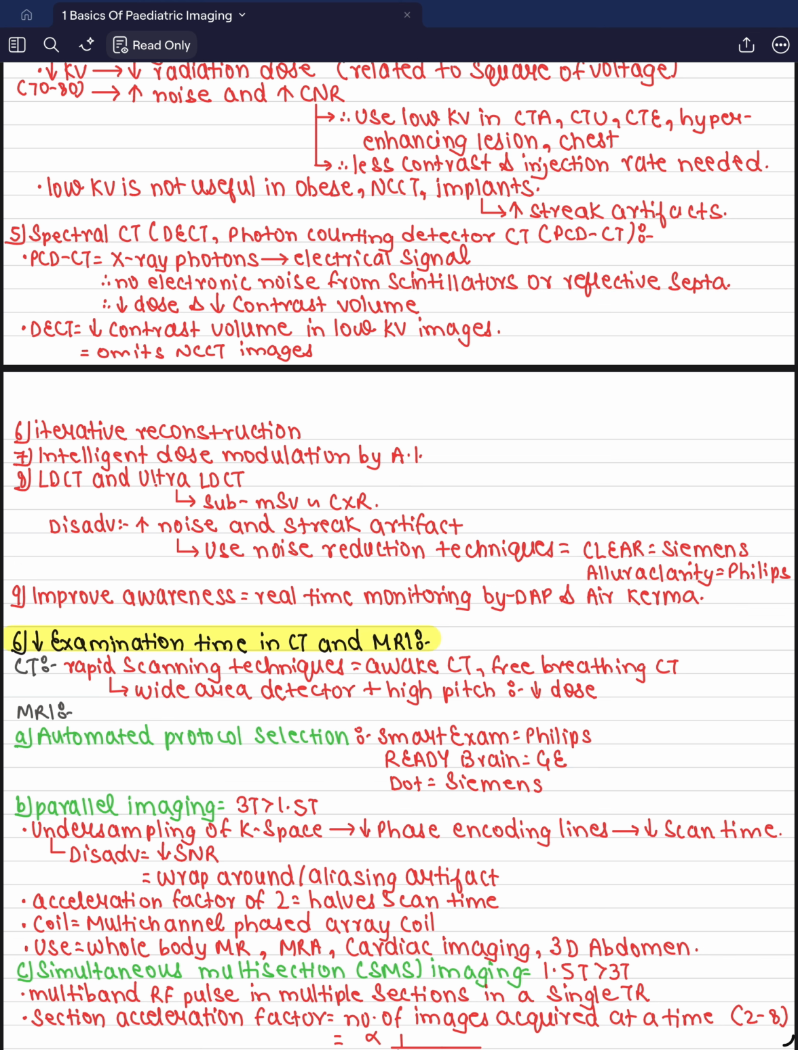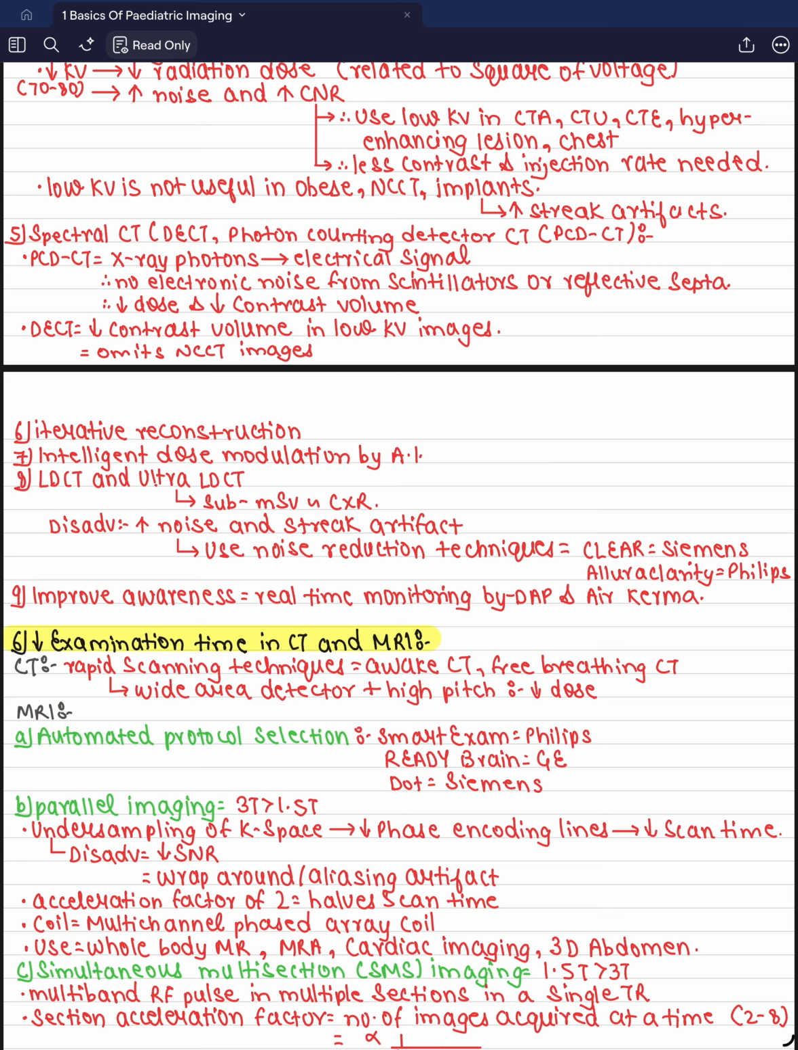In dual energy CT also, less contrast volume will be required, specifically in low kV images, because I already told you low kV increases the contrast. What is the other advantage of dual energy CT? You can create virtual non-contrast images. So it will omit the use of NCCT images. You don't need to take one NCCT scan.